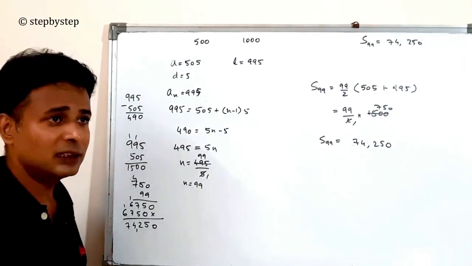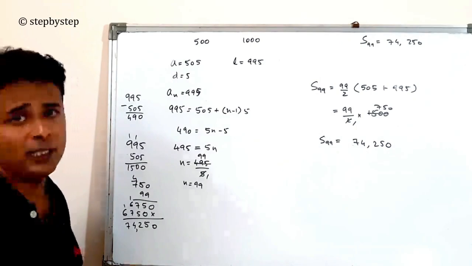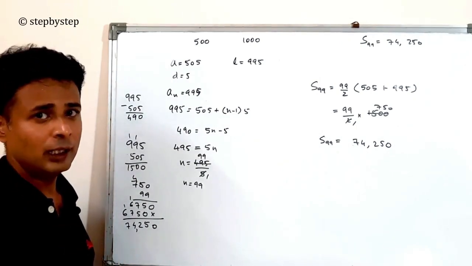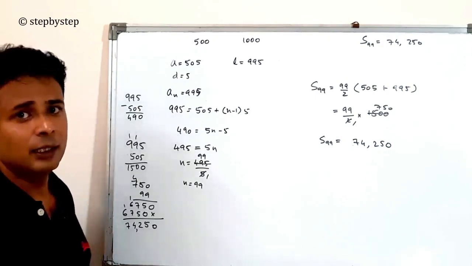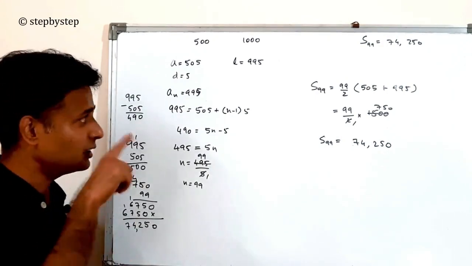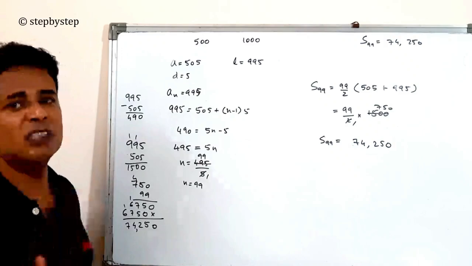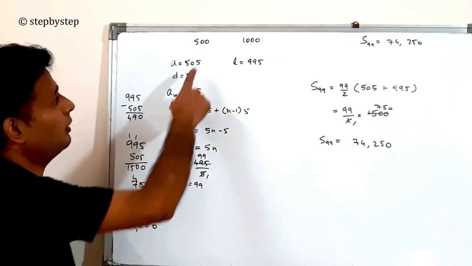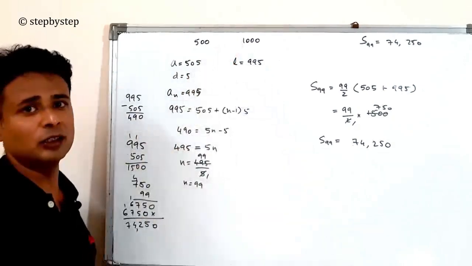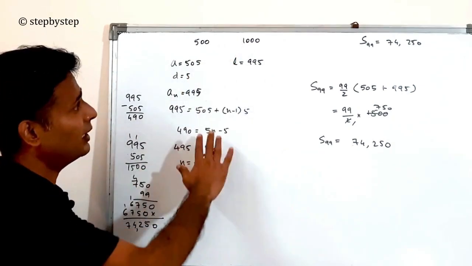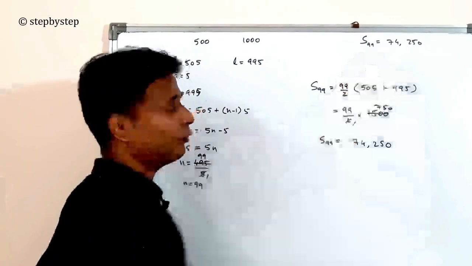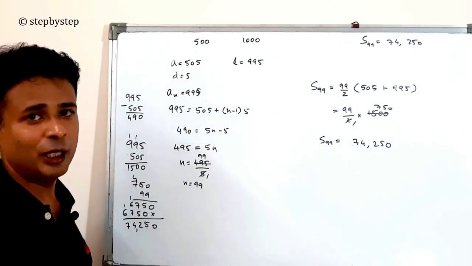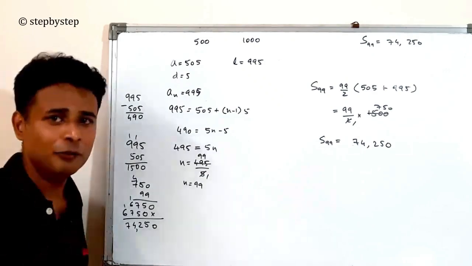Now how do I find the sum of all numbers not divisible by 5? Because the numbers which are not divisible by 5 will not form an AP. For example, 501, 502, 503, 504, then the next number would be 506. So the first 4 numbers have a common difference of 1, but in between we'll get numbers with common difference of 2. So what I'll do is I'll find the sum of all numbers between 500 and 1000. So the sum of all numbers between 500 and 1000 subtracted by the sum of numbers divisible by 5 will give us the sum of numbers which are not divisible by 5.